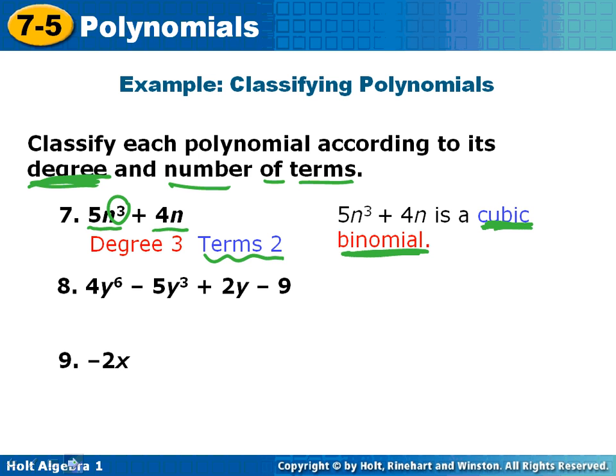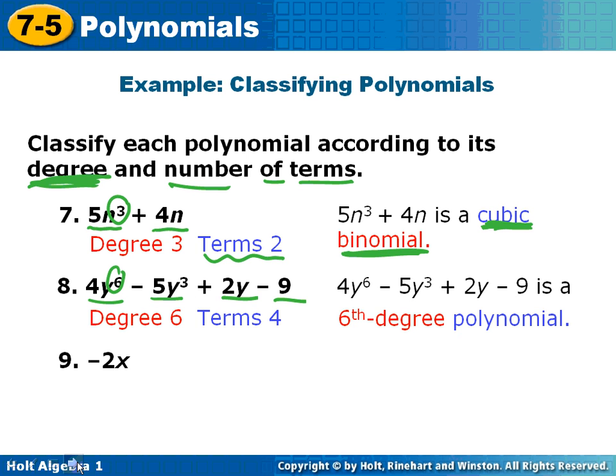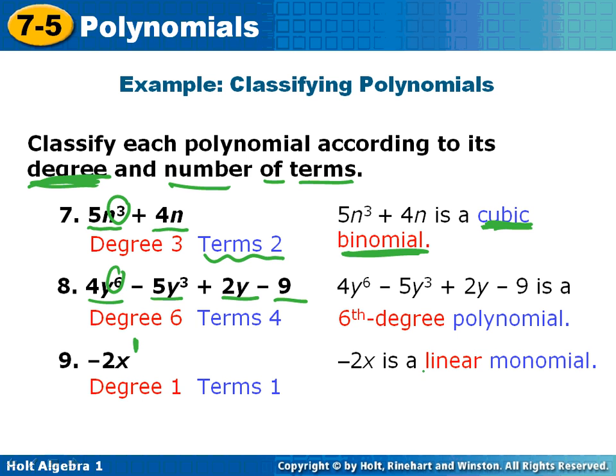Okay, number 8. The highest degree is going to be a 4. Now notice this is already put in standard form. Sometimes they may not be that way for you. The highest degree is 6. There are 1, 2, 3, 4 terms. So this is going to be called a 6th degree polynomial. Number 9 has one single term and the exponent is 1. So what would you call that? A degree of 1 is linear and the number of terms is monomial. So it's a linear monomial.